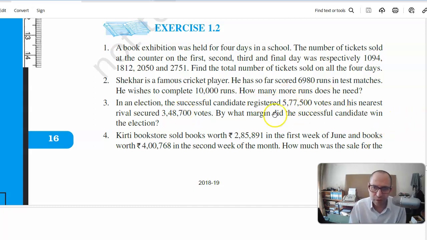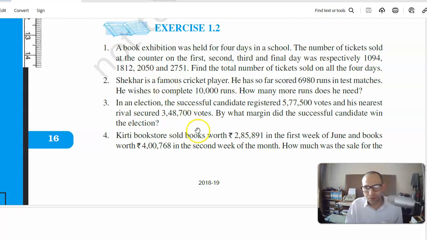This is about 5 lakhs, about 6 lakhs. This is about 3.5 lakhs. So then you can simply write 577,500 minus 348,700, and then subtract. The answer would be the margin, meaning the difference, right?